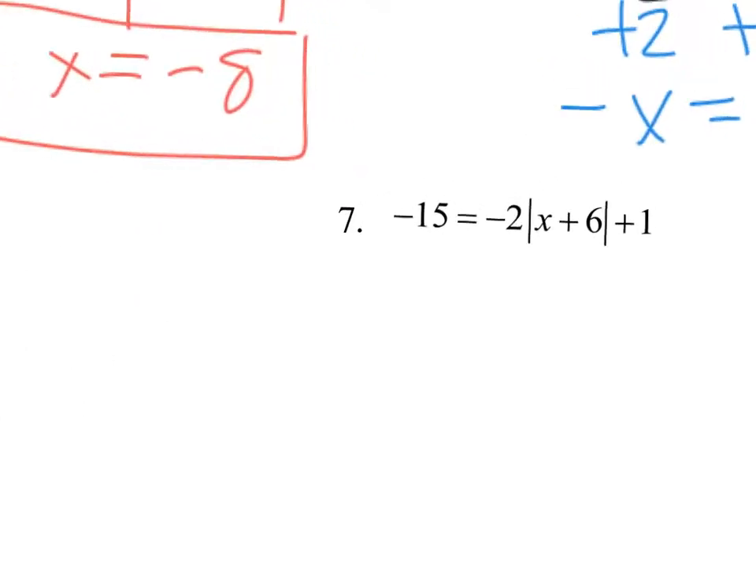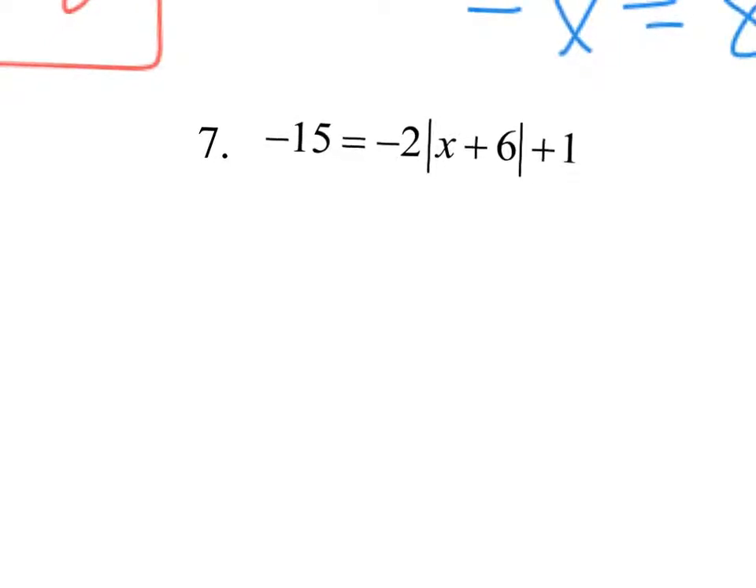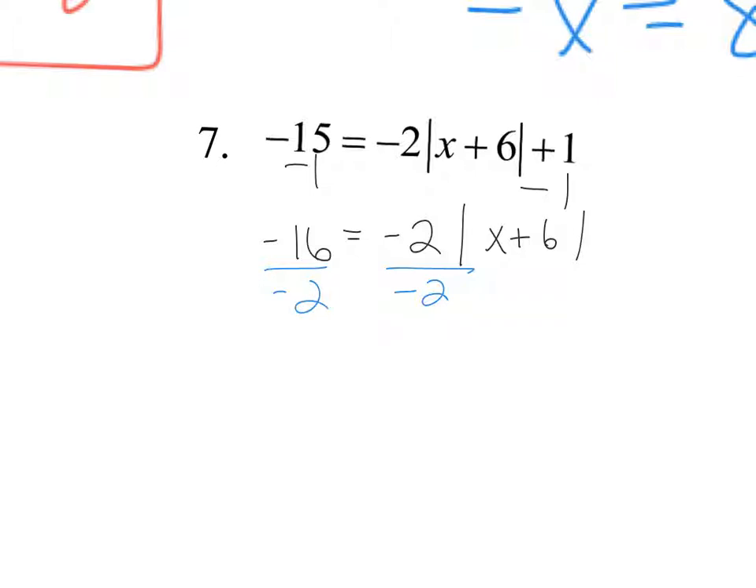And last one, number 7. So same, you just want to start out by subtracting 1 from each side. So you're going to get negative 16 equals negative 2, absolute value, x plus 6. Next step, you want to divide both sides by negative 2. So you're going to get 8 equals absolute value of x plus 6.